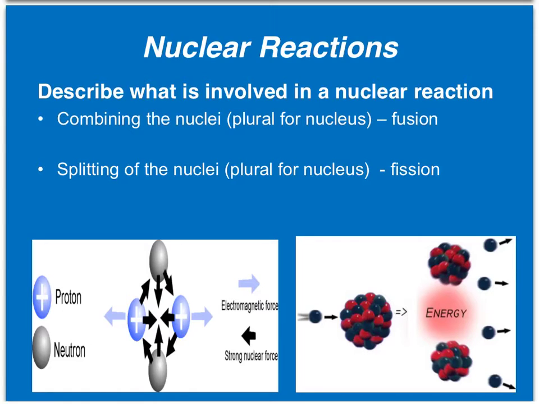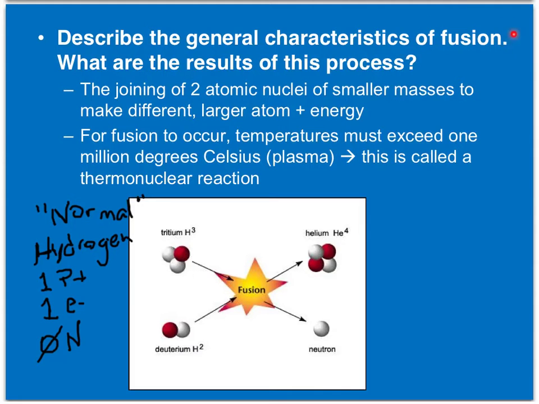So the two types of nuclear reactions we'll talk about is fusion. Think union, unite. So things are combining together. And fission, think about the S. Fission has two S's and they split apart. So unite, split. So we'll start with fusion. So fusion, again, something's coming together.